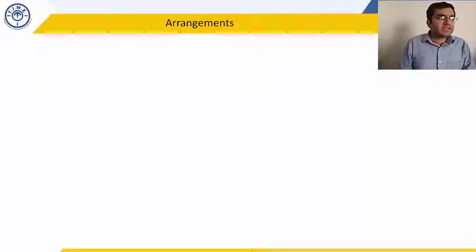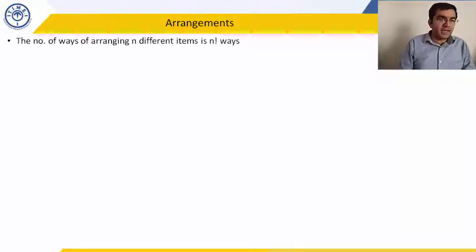We discussed in one of the earlier questions that we were arranging things, like the number of ways to go from A to B, there were 4 ways. The number of ways to go from B to C, there were 3 ways. And the colors in the boxes, the first box could be filled in 10 ways, the second box in 9 ways, and so on. So here I would like to discuss that the number of ways of arranging n different items is basically n factorial ways. The focus is n different items.